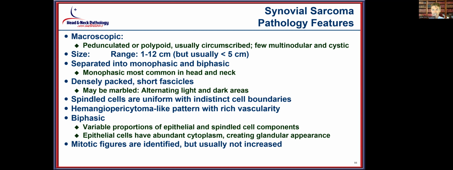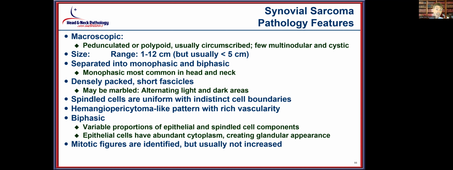They're arranged in very dense, short fascicles, often associated with marbling, which just means that there's an alternating light and dark area, which I'll show you here in a moment. Spindle cells usually have indistinct cell borders, so they give a syncytial architectural appearance, quite often in a very rich hemangiopericytoma-like vascular pattern. And remember that mitotic figures can be seen, but are not usually greatly increased.